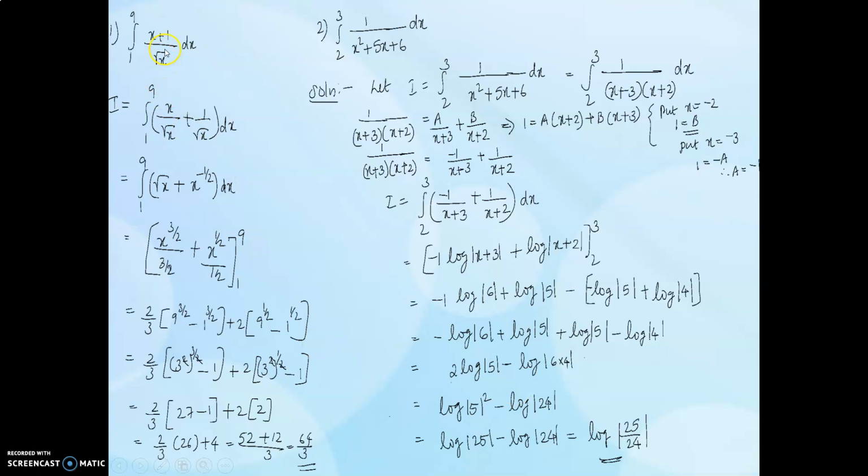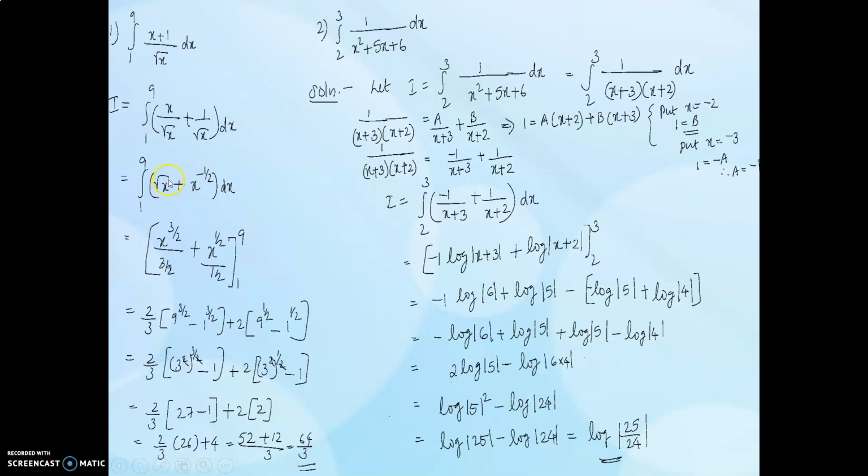Next one question. Integral 1 to 9 x plus 1 upon root x dx. Here we can split this numerator into two terms. So integral 1 to 9 x upon root x plus 1 upon root x dx. In the next step, x is root x into root x, so one root x will cancel. So integral 1 to 9 root x plus 1 upon root x can be written as x raised to 1 minus 1 upon 2 dx. Now we will take integration.